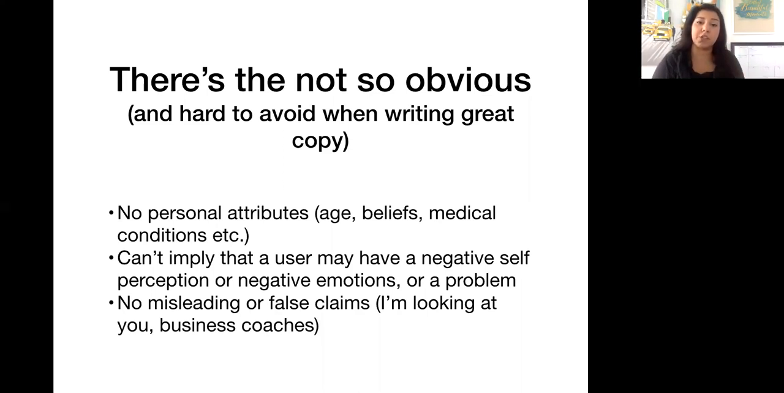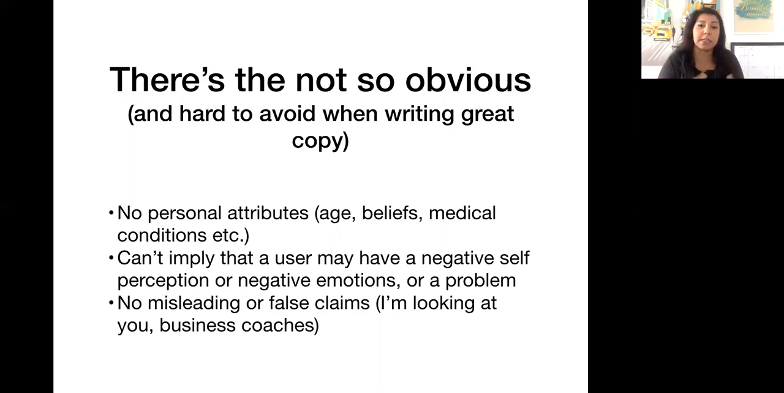So no personal attributes can be used. Age, beliefs, medical conditions. Part of this is because I know I'm targeting you based on these things, but they don't want users to know that I'm targeting them based on these things, right? They don't necessarily realize that that's what's happening, and they wouldn't necessarily enjoy that. You also can't imply that a user may have a negative self-perception, negative emotions, or really a problem. Any of that is in the gray area. And if you go to manual review and someone looks at it and says, no, I don't agree with this, again, it's harder to get them to approve it later.